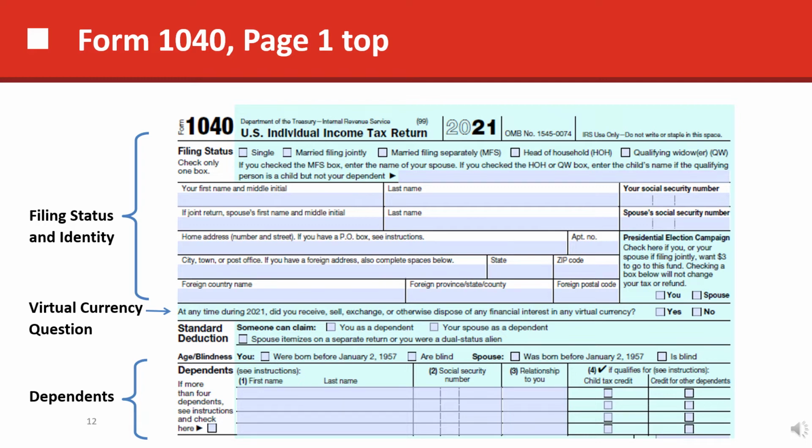So you can also see that we have a place for dependents on the top of page 1, and they would all be listed here with their social security numbers and their relationships, etc. So let's move on to the bottom of page 1.